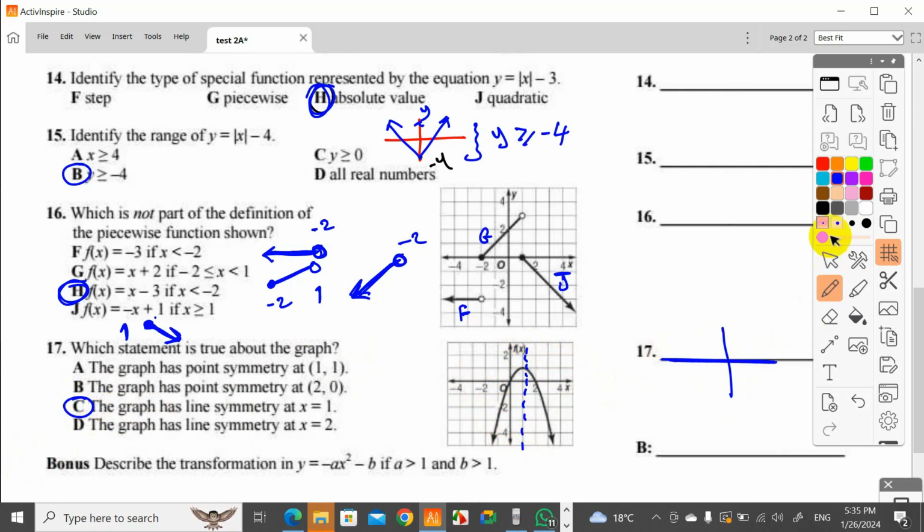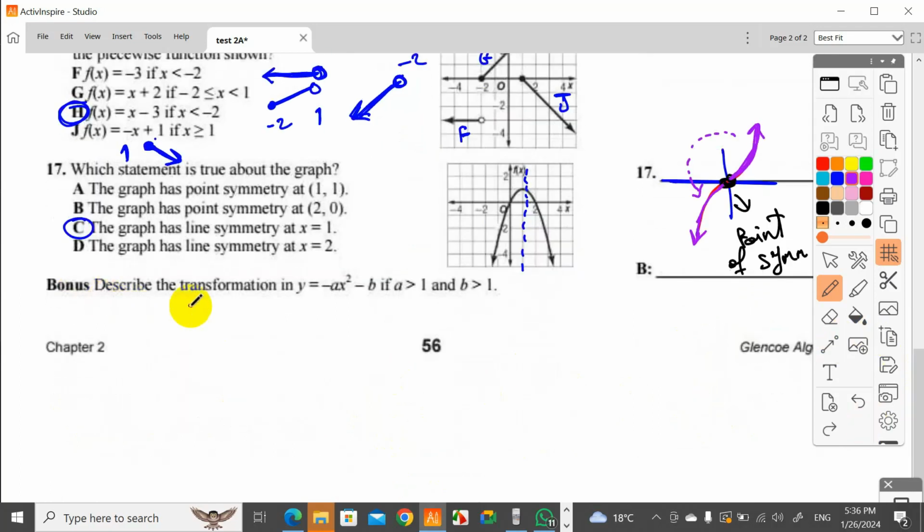If we have a graph like this for a cubic function, this point is called the point of symmetry. It's called point of symmetry because if we rotate this part 180 degrees like this, it will be coincident on this part. So this is point of symmetry, but that is line of symmetry. So the answer is letter C, line of symmetry at x equals 1.